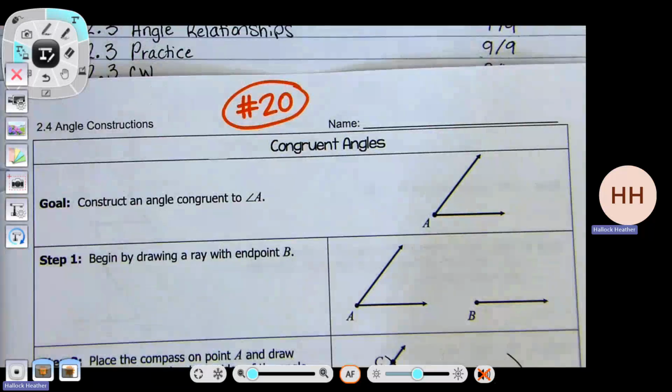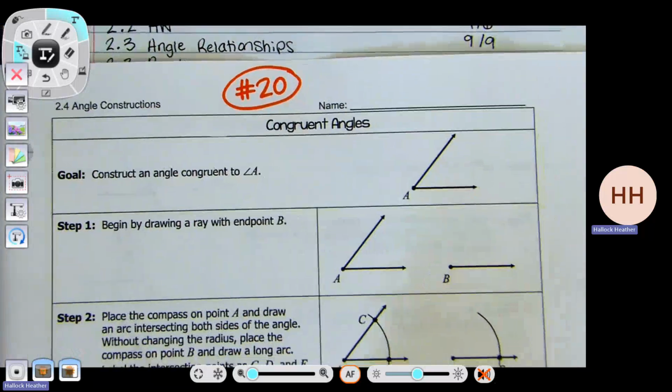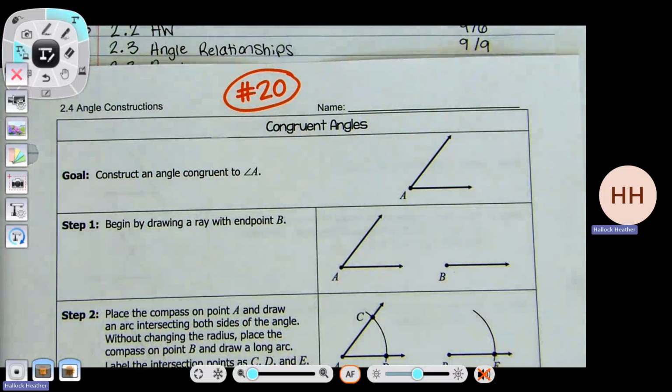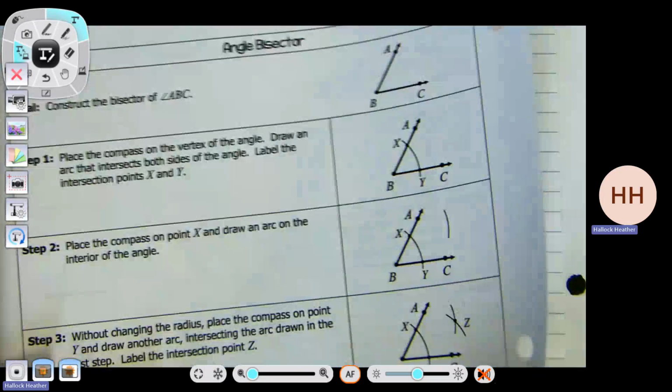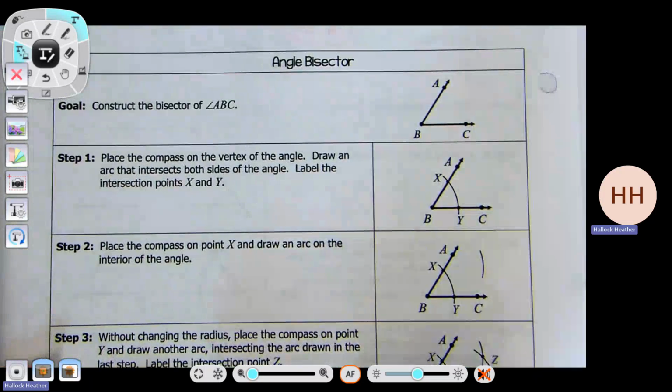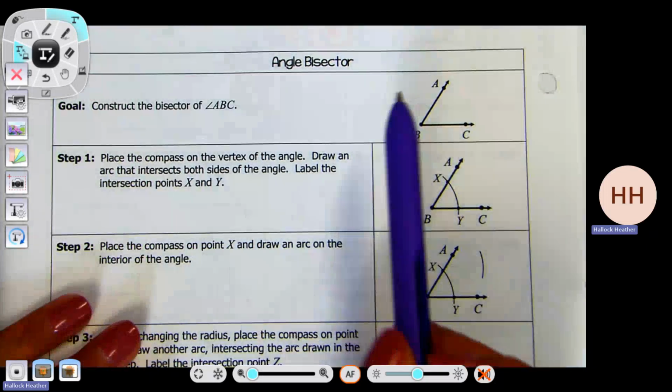Okay, so for constructing a congruent angle. In chapter 1, we did construct a copy of a segment. So we copied a segment, and then we did a perpendicular bisector of a segment. This chapter is about angles, okay? So we're copying an angle, and then we're going to bisect an angle. A lot of people really like the second one. So we're going to do this one first because this one's super easy. The front one is a little bit harder, so we're going to do the back first.